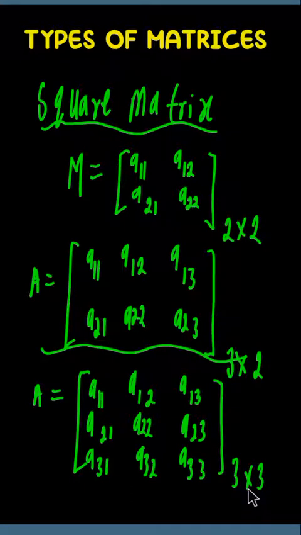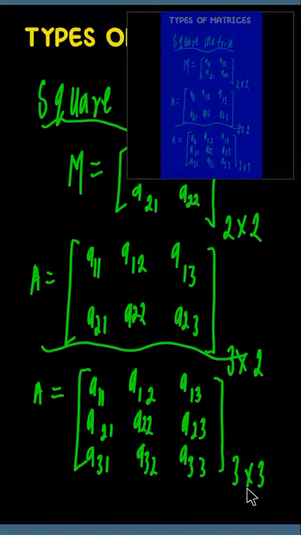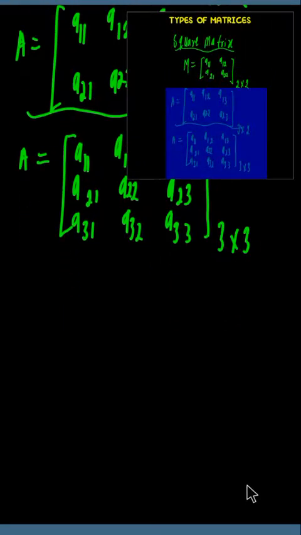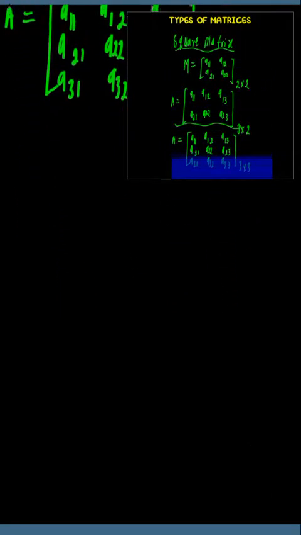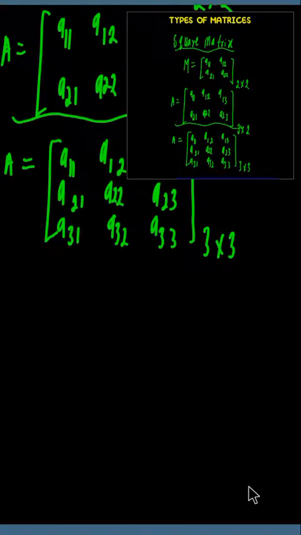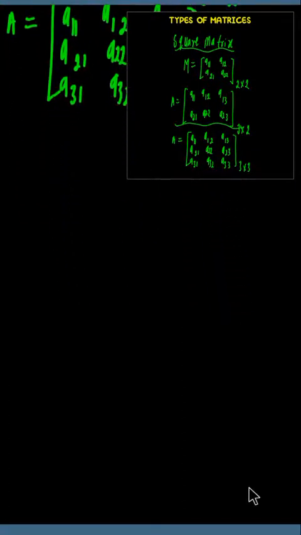So in summary, a square matrix is the type of matrix that has equal rows and equal columns. For example, we have 2 by 2, we have 3 by 3, and so on and so forth. Now let's look at the next one.